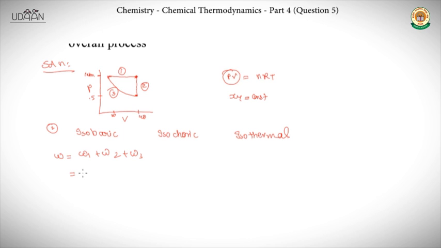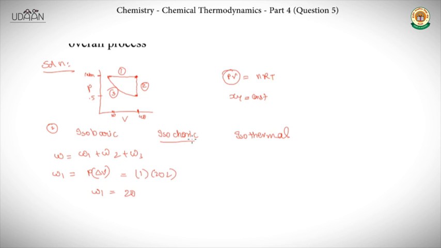What is work done in isobaric process? It is P delta V, since pressure is constant. So pressure is 1 atmosphere into change in volume 20 to 40, that is 20 liters. This will be your W1. So W1 will be 20.